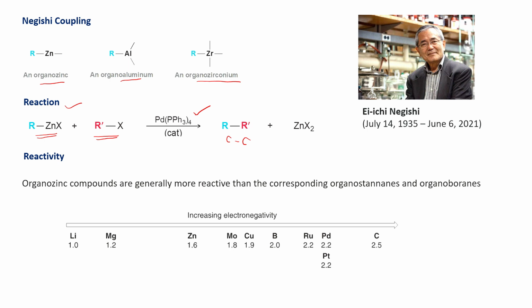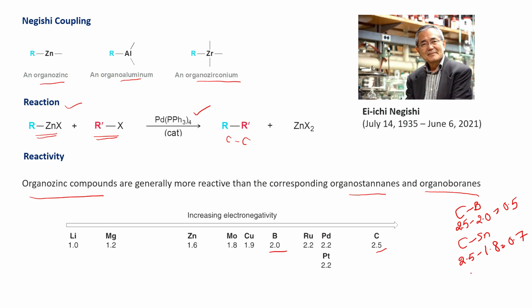And when we talk about the reactivity, organozinc compounds are much more reactive compared to organostannanes and organoboranes. So in organoborane, carbon has electronegativity 2.5, boron is 2.0, so the electronegativity difference is 0.5. And when we talk about organotin compounds, carbon 2.5, tin 1.8, it will give you 0.7.